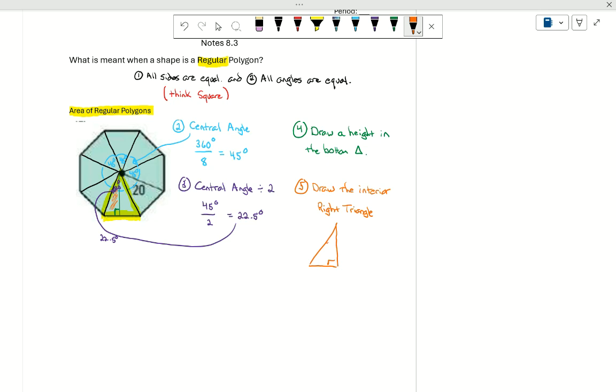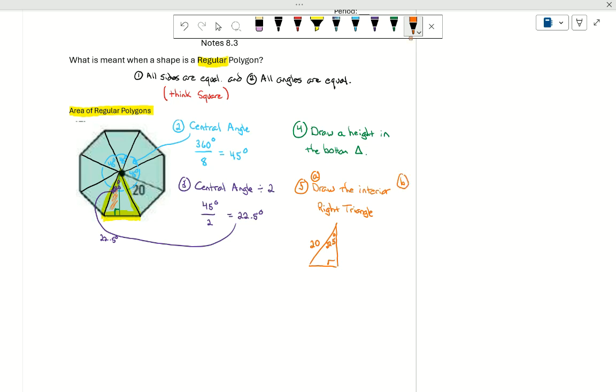Now, in that triangle, that angle up at the top is 22.5 degrees, okay? And if you notice, the radius is 20, so that means that this part of that interior right triangle is 20 degrees. Okay, so you're going to draw the interior right triangle. That's going to be 5A.